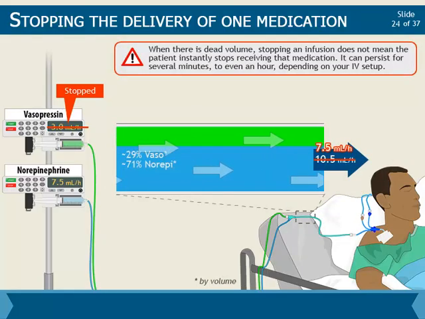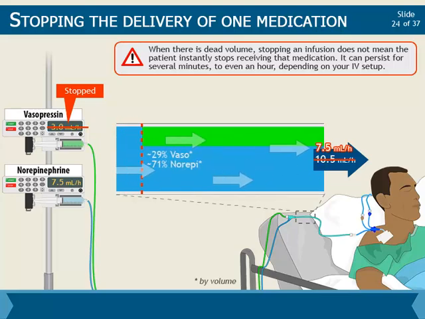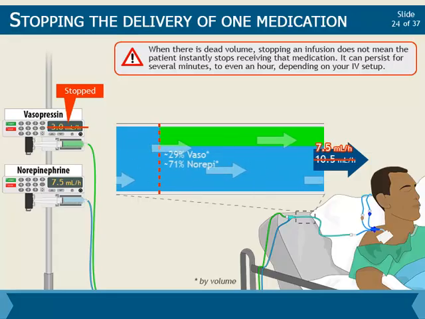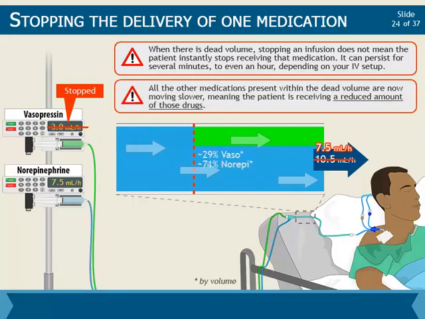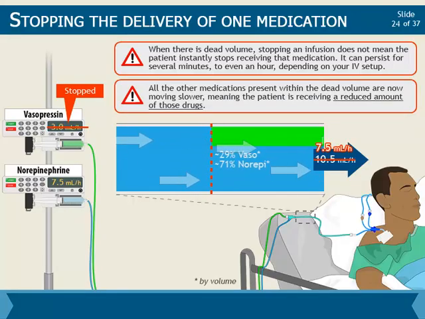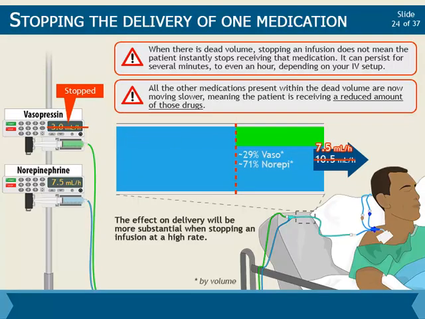When there is dead volume, stopping an infusion does not mean the patient instantly stops receiving that medication. It can persist for several minutes to even an hour depending on your IV setup. The medication that was stopped needs to be pushed out of the dead volume. Furthermore, you have suddenly reduced the flow rate through the dead volume by stopping a pump, so all the other medications present within the dead volume are now moving slower, meaning the patient is receiving a reduced amount of those drugs. The effect on delivery will be more substantial when stopping an infusion at a high rate.